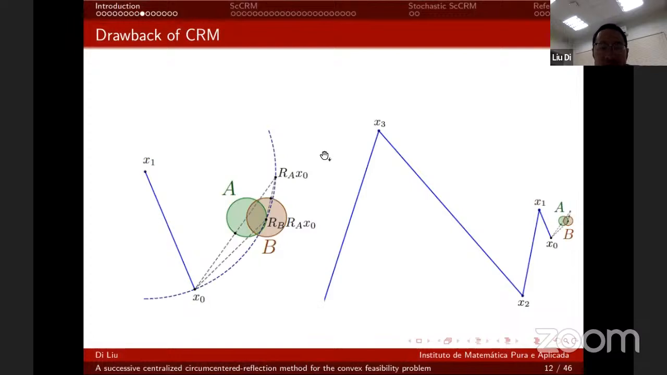Here is a counterexample of what I said before. If we just use the CRM for two general sets, for example, we have an initial point here, and we compute the circumcenter and get the first iterate here. You can see it gets further away than the previous one. The picture on the right side makes it obvious: the iteration diverges. So this is a drawback of the CRM. When I say CRM, I mean the first version of our circumcenter method.